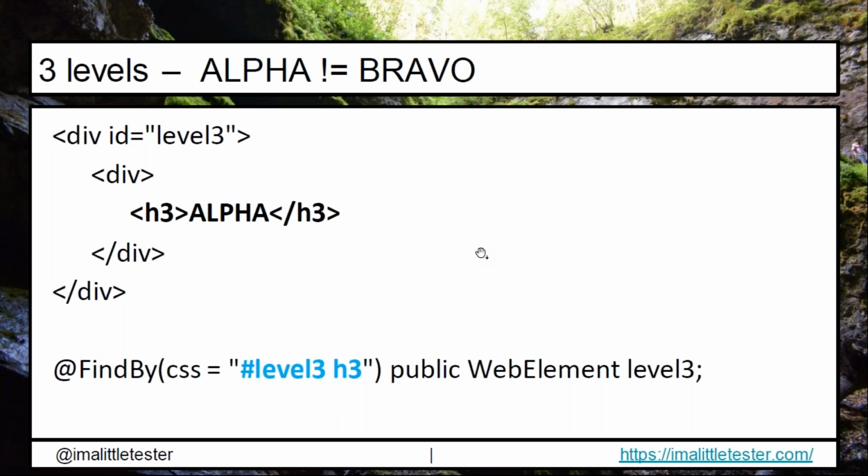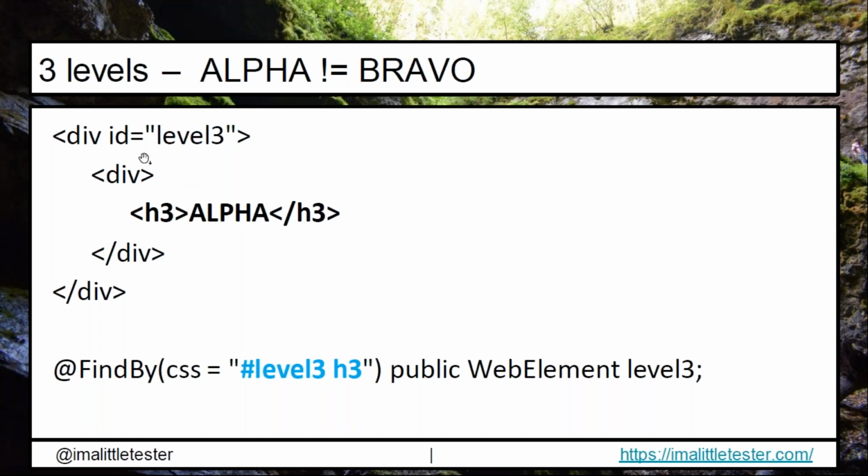We will start with the example where alpha has an H3 tag, but it's not the only H3 tag on the page. It also has a parent, which is a div, but there are many other divs on the page. The div does not have any unique properties in this case. However, the parent of the div, which is another div, has an ID. So this ID will help us identify, first of all, one of the ancestors of alpha.